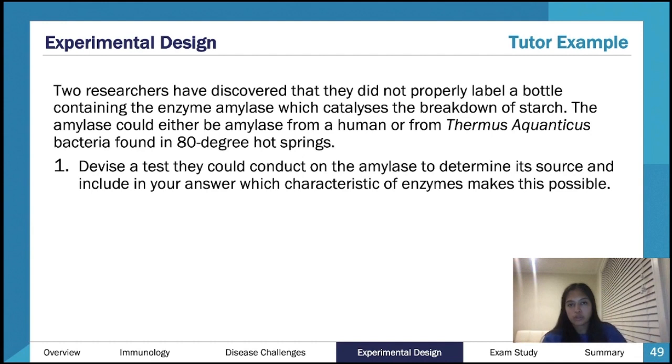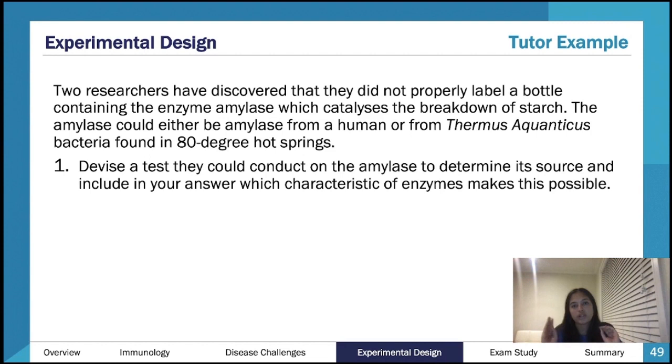So we're thinking about the optimal conditions of enzymes here in terms of temperature. Optimal in a human would be about 37-ish degrees. Optimal in this Thermus aquaticus is 80 degrees. So you're going to try and figure out what works in what environment.